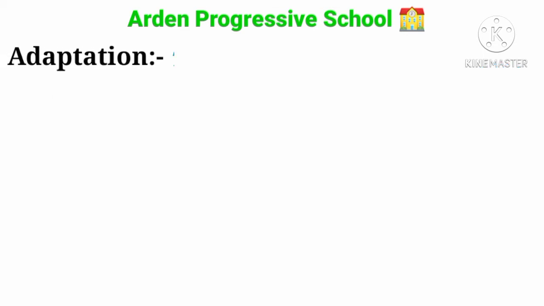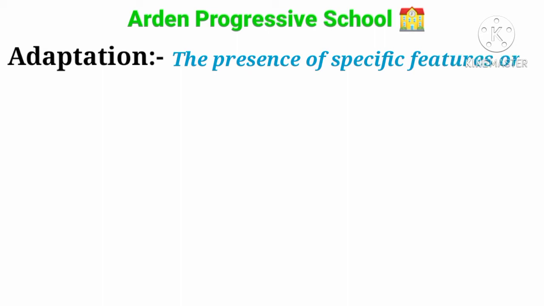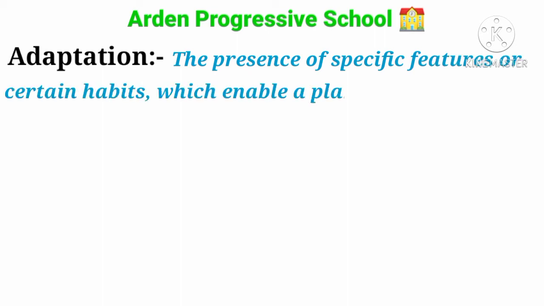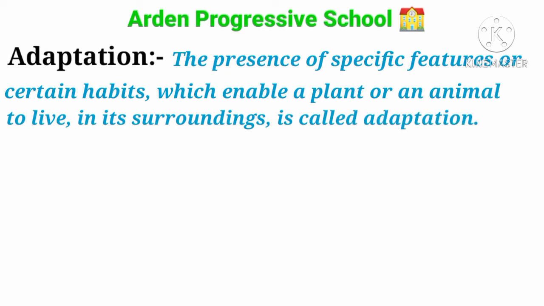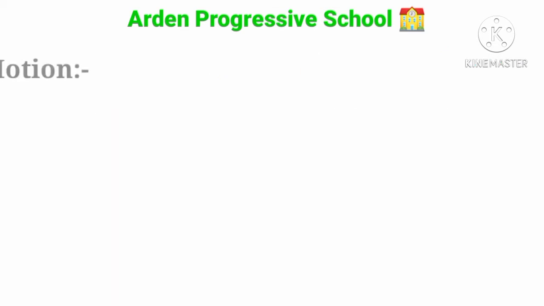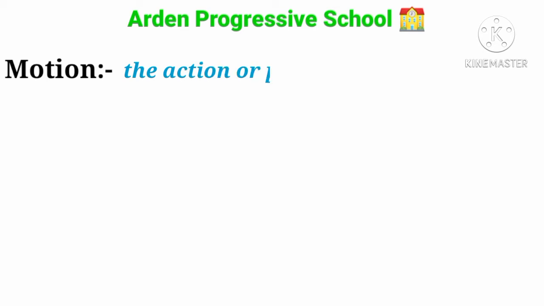Now the next one is adaptation. The presence of specific features or certain habits which enable a plant or an animal to live in its surroundings is called adaptation. Okay, so according to where the animals live, the animal adapts to the surrounding conditions.